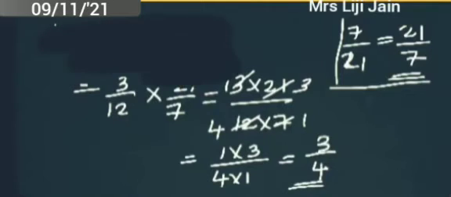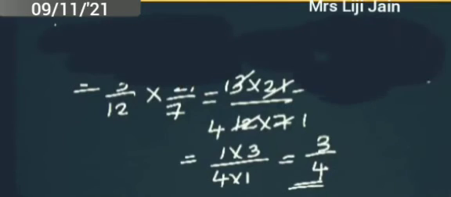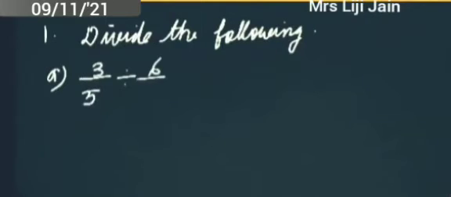Divide the following. Write down, divide the following. A few questions are enough from this, I think. Okay, write down, divide the following. Yes, question number A. Write down 3 by 5 divided by 6 by 10.